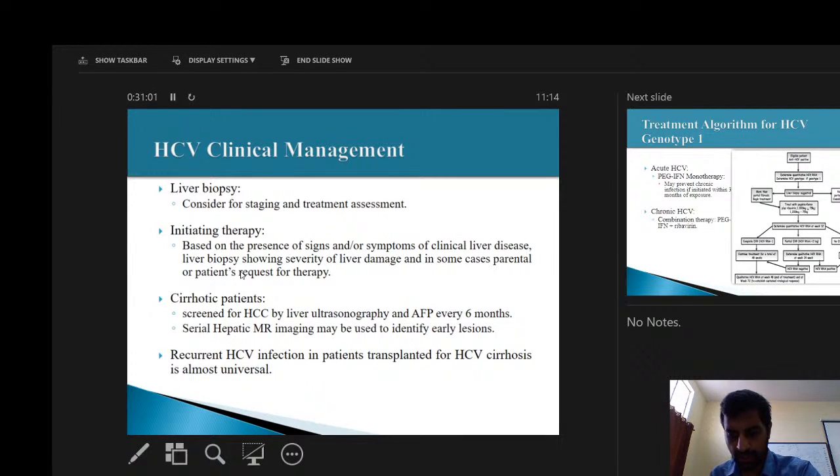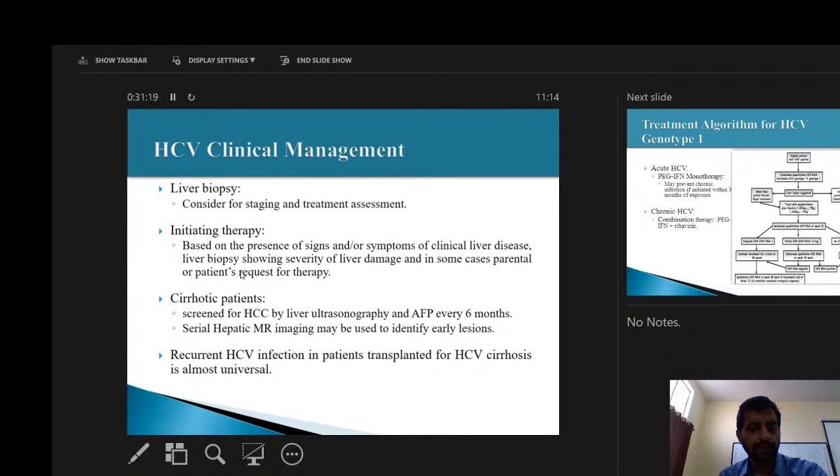So if you decrease the viral load, the inhibition of immunity may come down and the immunity may actually act and eliminate the virus from the body. So that is the rationale behind giving therapy irrespective of the status of the patient.